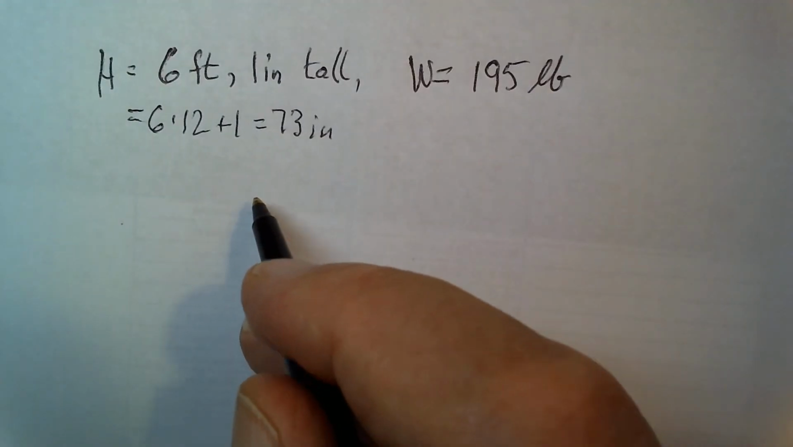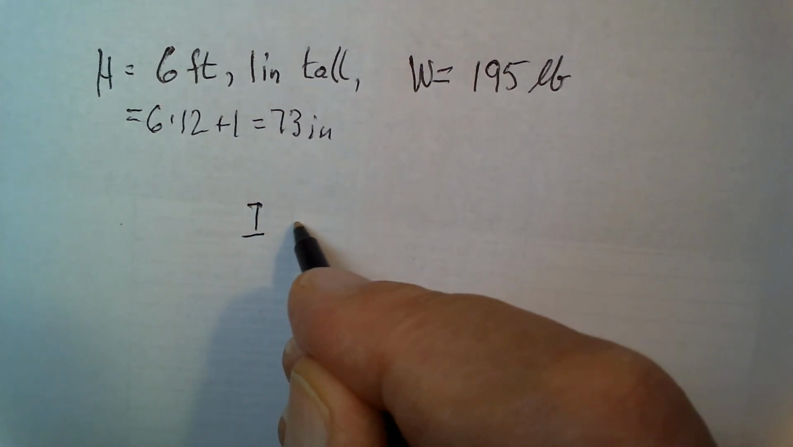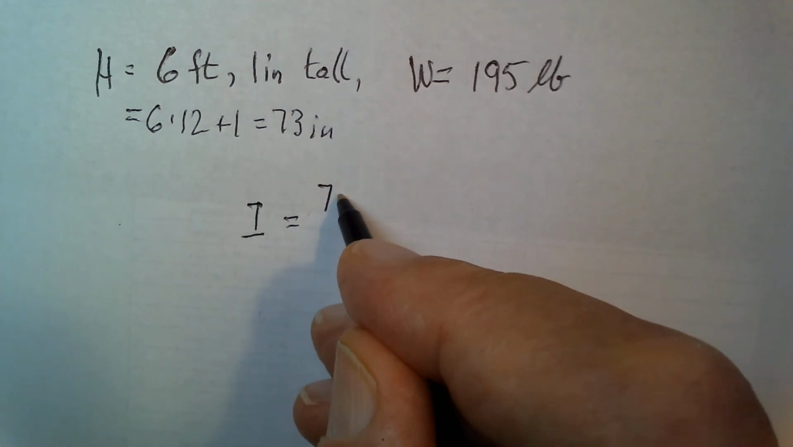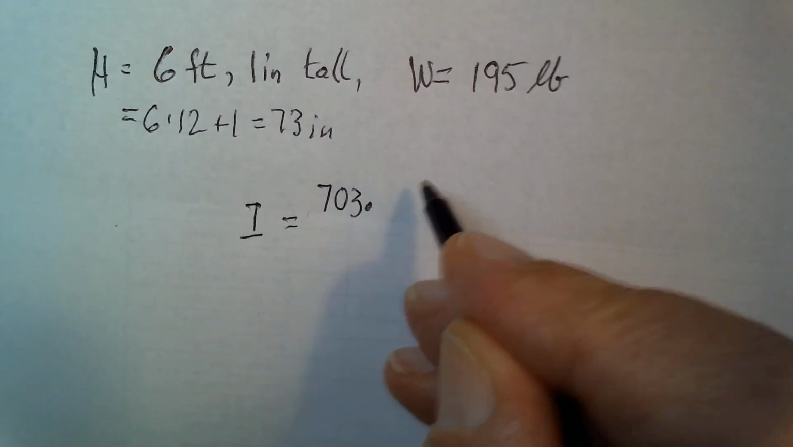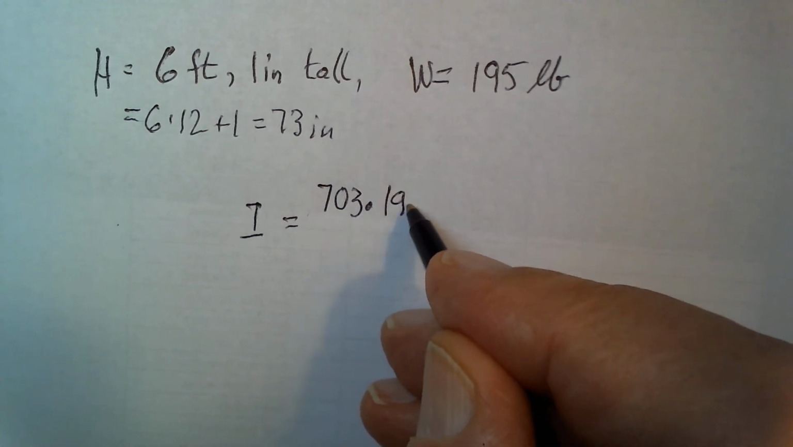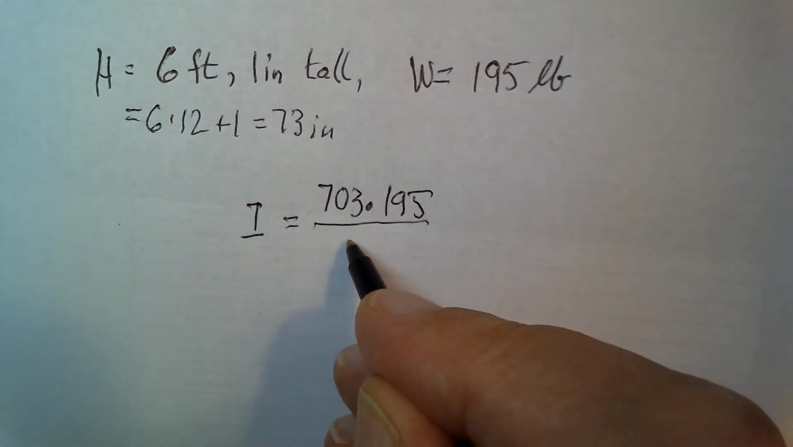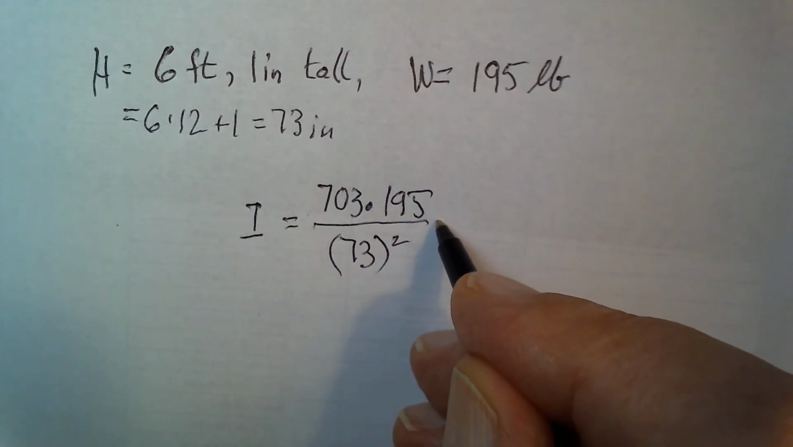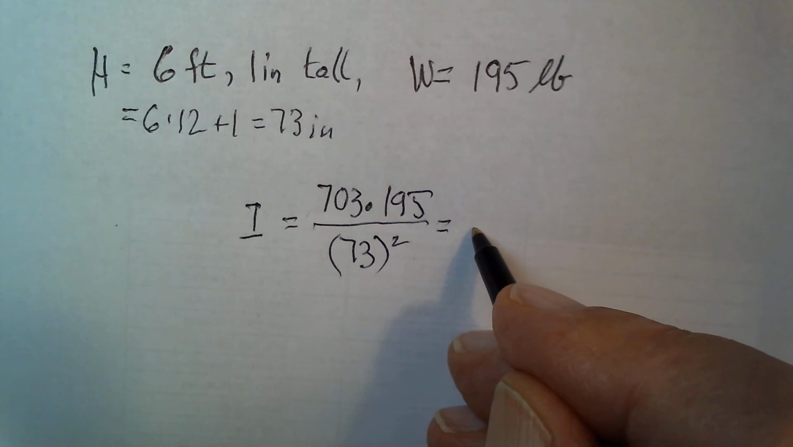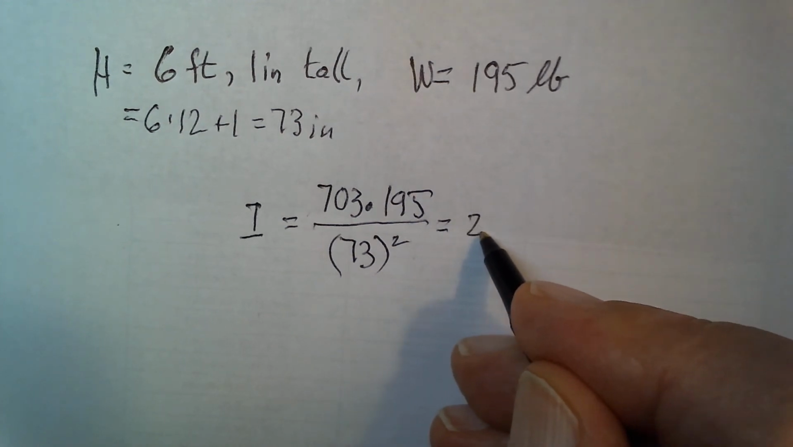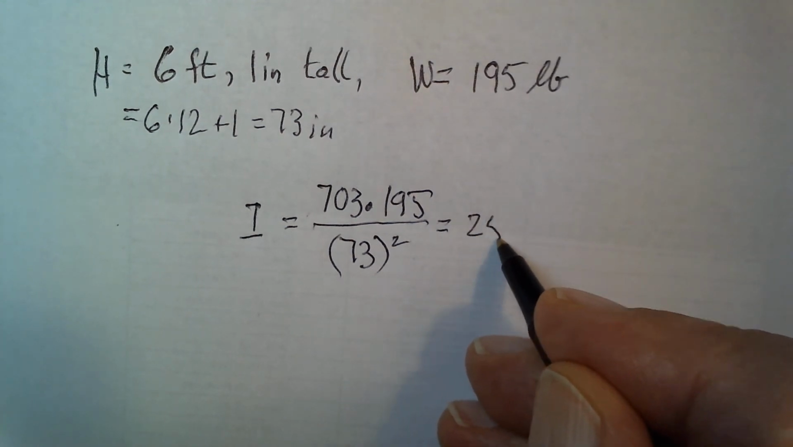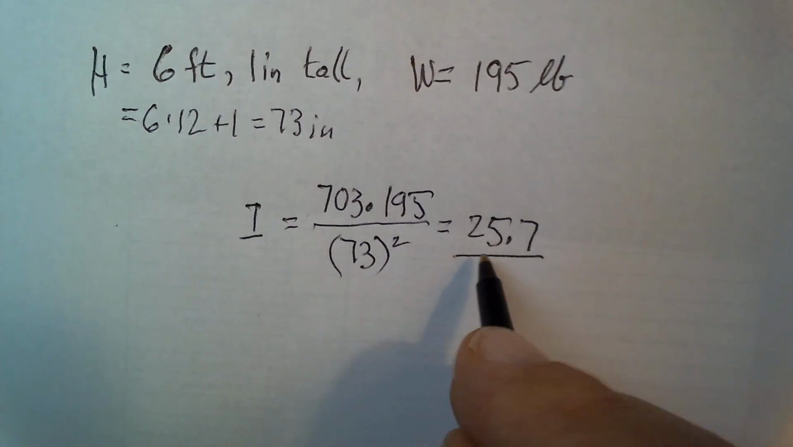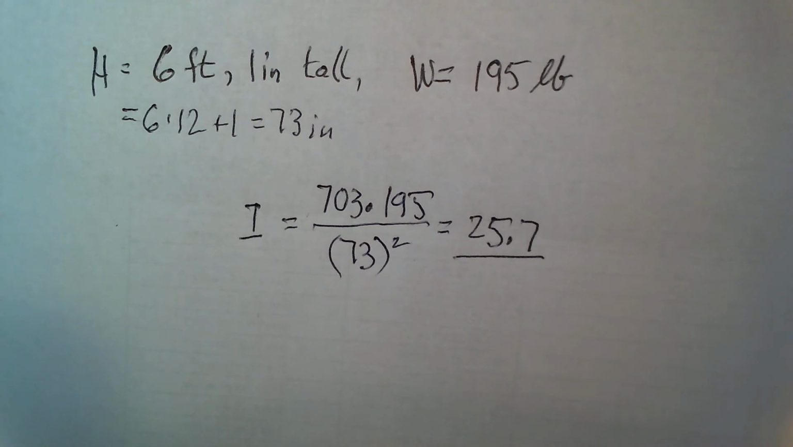So therefore, our formula now would read I equals 703, that's the constant that came with the formula, times the W, the weight, is 195, divided by 73 inches squared. And when you calculate this, that turns out to be 25.7, would be that person's body mass index. That's a very simple calculation.